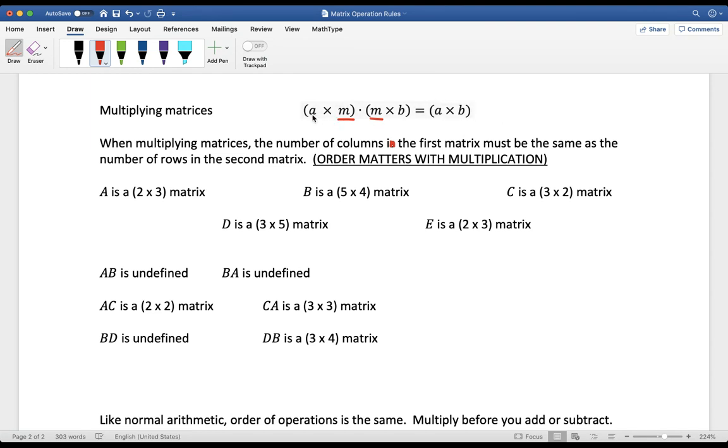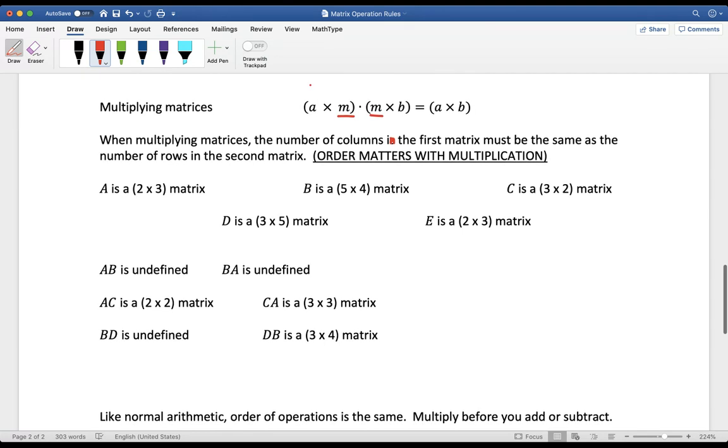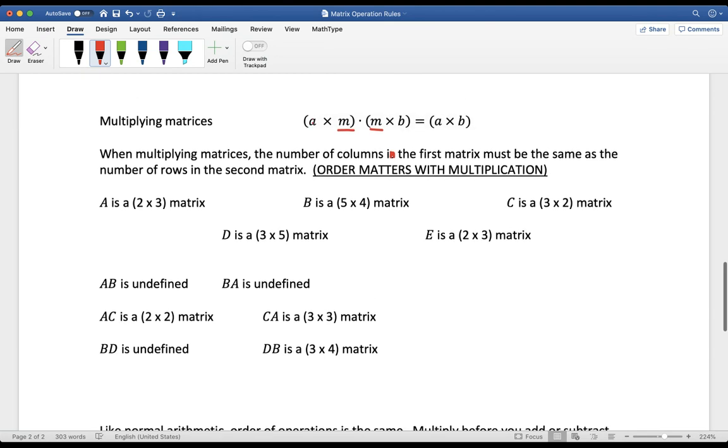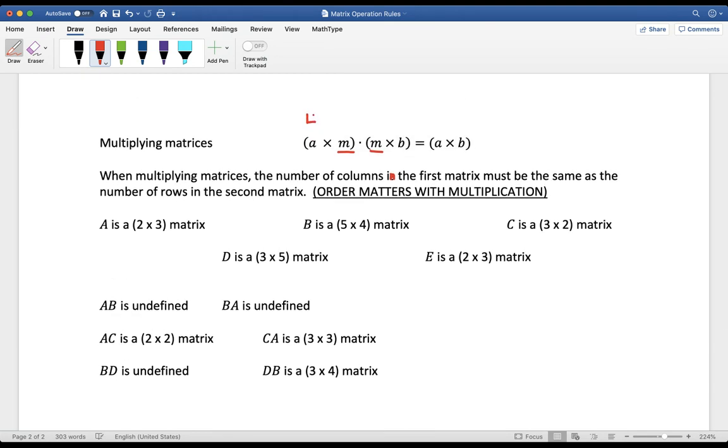So if you multiply, let's say, a 4 by 7 by a, now this next one, in order to be able to multiply, this has to be 7 rows by, I don't care what this number is, 2.